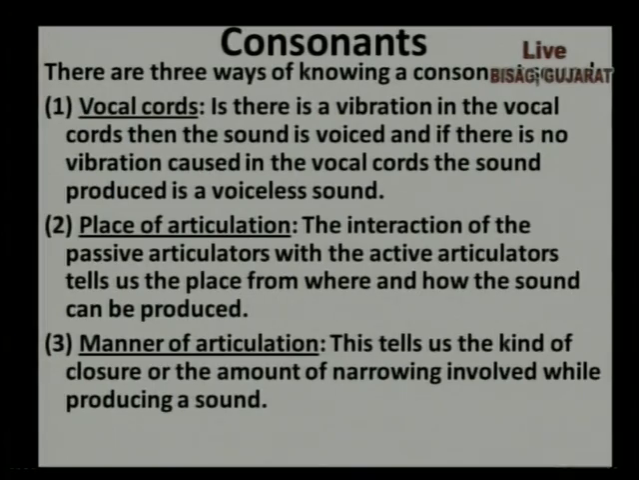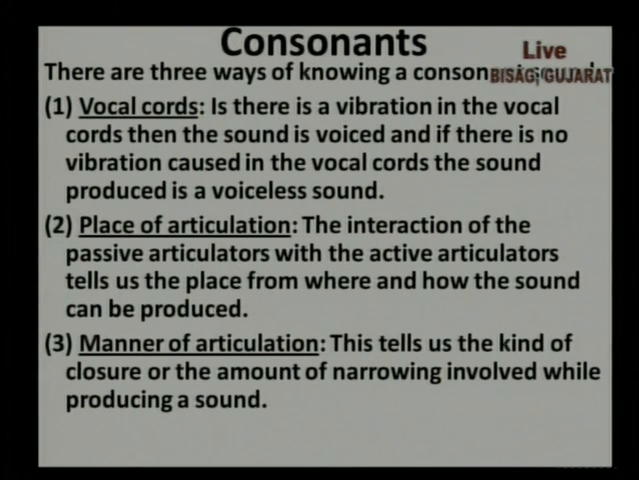Further, the second way to know about a consonant sound in a word is the place of articulation. Now, the definition of the place of articulation is that the interaction of the passive articulators with the active articulators tells us the place from where and how the sound can be produced. Pranay has already talked about the active articulators and the passive articulators. Now, when there is an interaction between the active articulators and the passive articulators, that is when you know the place from where the sound is produced, and that is known as place of articulation.